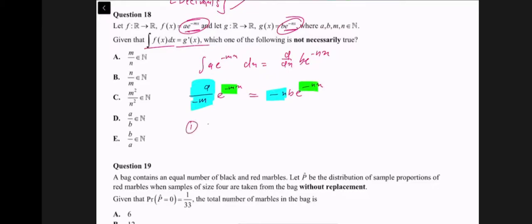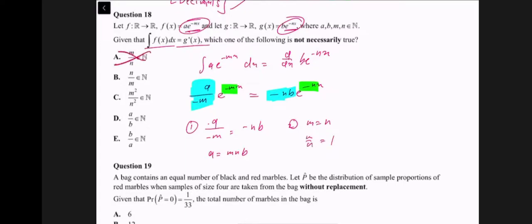So we have one is a on minus m, which, sorry, includes the b, equals negative nb. If we get rid of the negatives, we can just say a is m and b, and the other thing we have is m equals n. So if we go through the list, m on n, if we rearrange it, it's just 1. So yeah, that's a natural number.